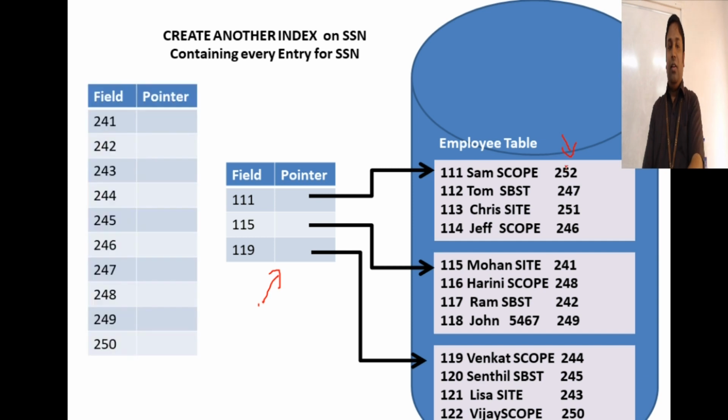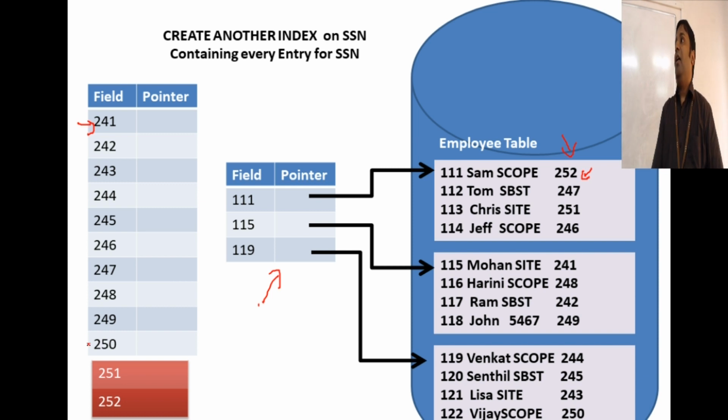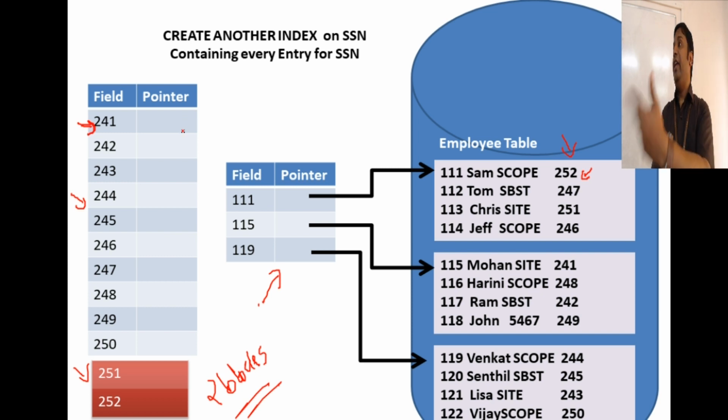And you're seeing here, that is the second index I'm creating. And this index will contain every value in your SSN. If there are 12 employees here, I have almost put all the values here. A secondary index is nothing but it's going to contain every entry as the field, and then you'll have a pointer to every record. See, you can ask me a question, why not an entry like this? Why do you have to put every entry here?